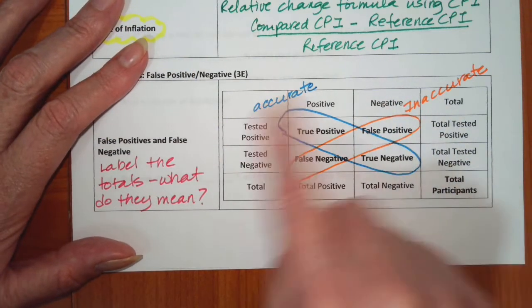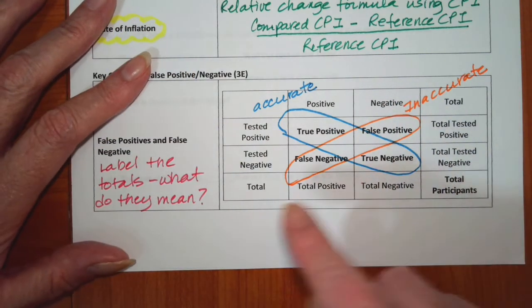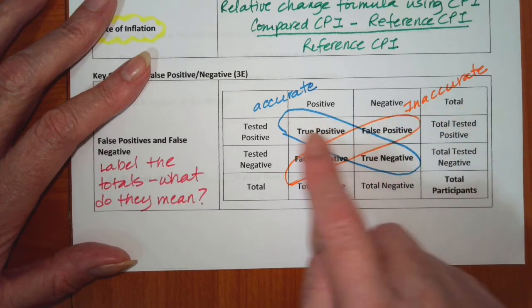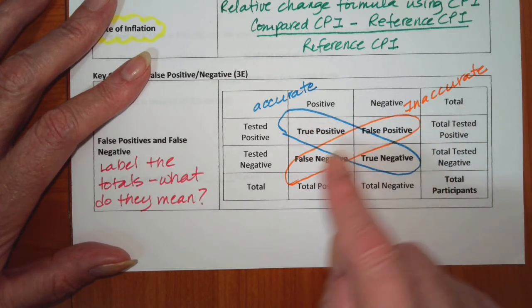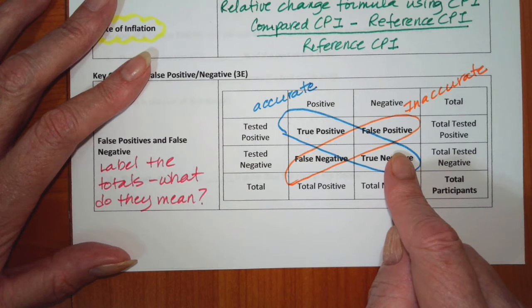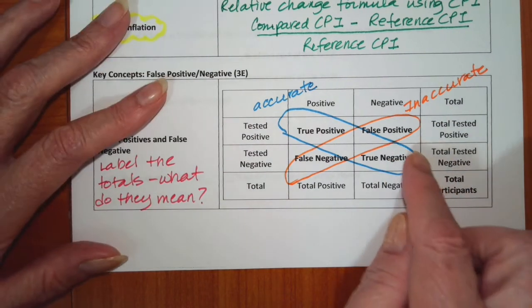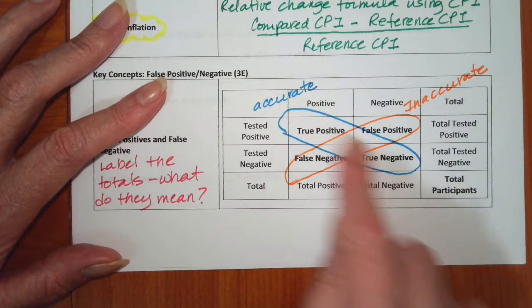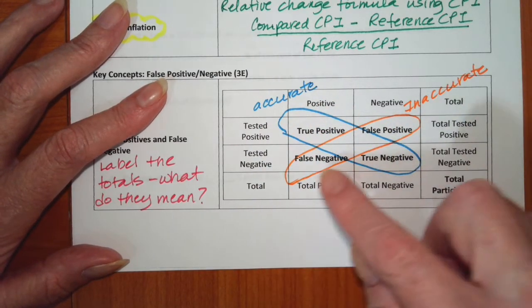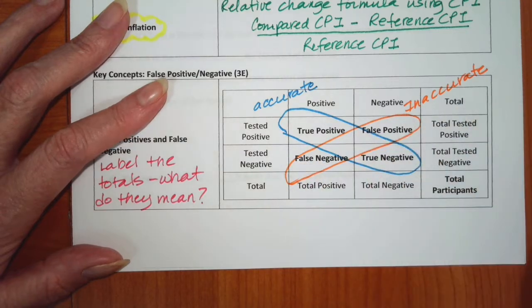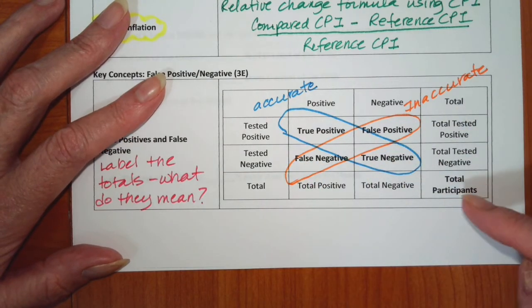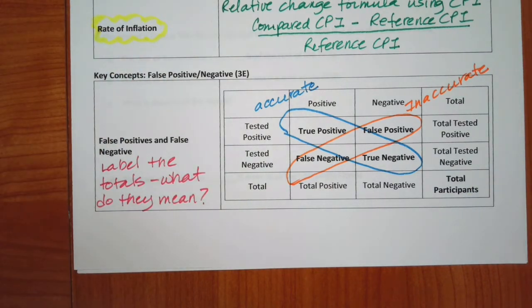Okay. The key to success, in my opinion, for this is labeling each of these blanks. What is a true positive, a false negative, and a true negative? And knowing which of these are accurate results and which ones are inaccurate. The ones that are true along this diagonal are accurate. The inaccurate ones are the ones that are false. And then, of course, you've got your total participants. In my mind, it is helpful to go through and label all these things.